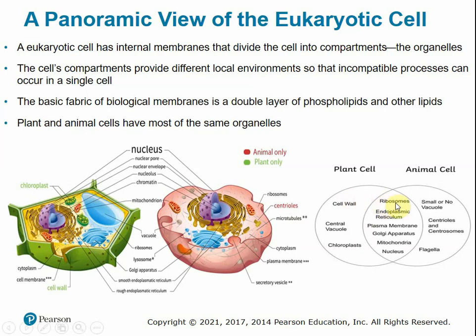They all have ribosomes, because they both have to make proteins. They'll both have endoplasmic reticulum, plasma membrane, Golgi apparatus, mitochondria, and nucleus. Where plants differ is that they have a more rigid cell wall, and they contain a central vacuole to contain water, and they have chloroplasts for photosynthesis. Whereas animal cells have small storage vacuoles or no vacuoles. They have what are called centrioles and centrosomes to assist with cell division, and we'll look at that later. And some may have flagella, or those little whip-like tails, to help propel them through fluid solutions.